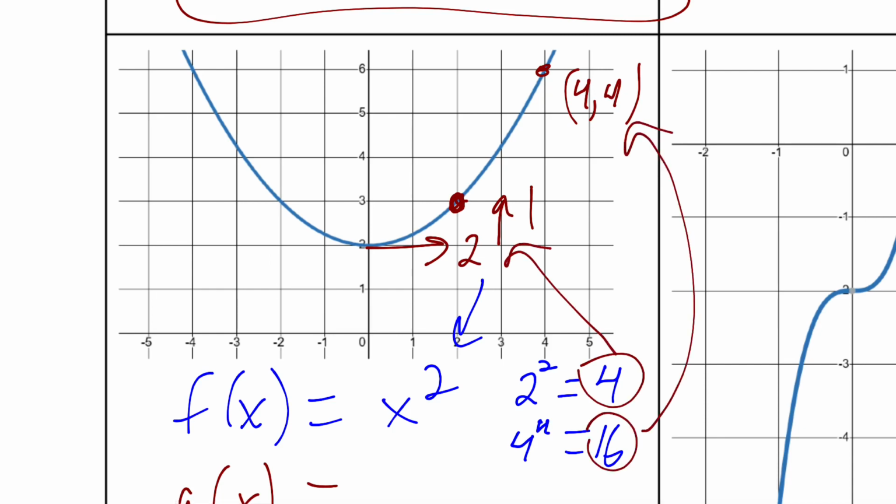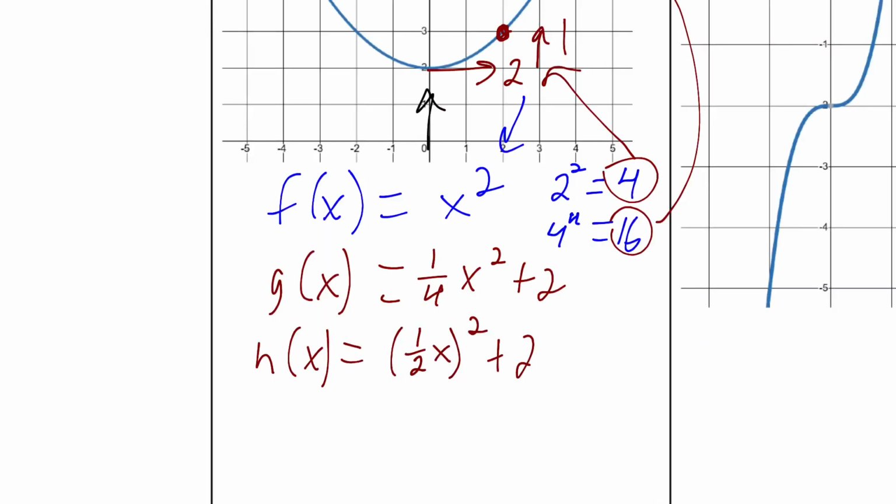What can we possibly be multiplying by to change that 4 to a 1 and 16 to a 4? If you also consider that we're moving up 2, you can do it one of two ways. You can put 1/4 in front like this, or you can put 1/2 attached to the x, because once it squares, you also get 1/4. Both of those answers will match this graph.